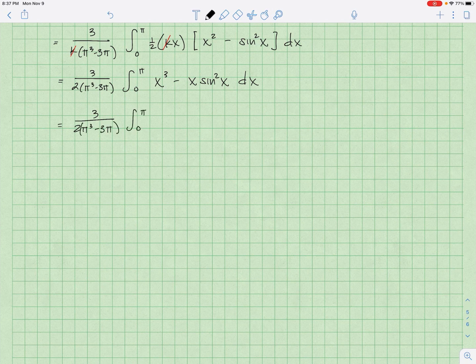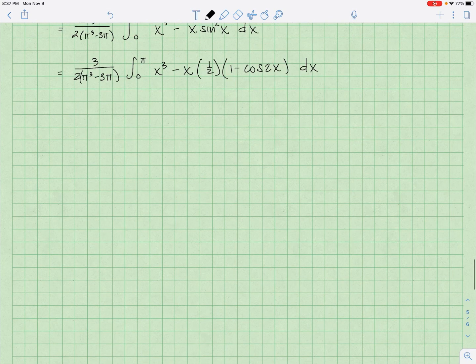This is 3 over 2 times the quantity pi cubed minus 3 pi. And I'm going to pause here for just a second as you guess what I'm about to do. Ready? Dramatic pause. You guessed it. I'm going to use a reduction of power formula. This is 1 minus cosine 2x dx.